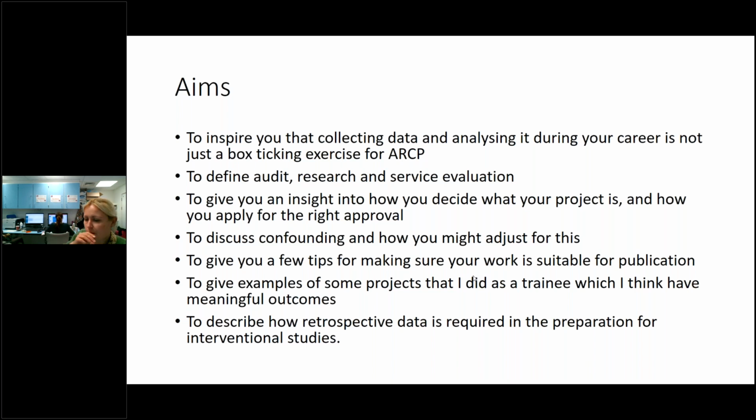And then I want to just end the talk by showing you the pathway to a big trial, because the pathway to a big trial starts with an audit. And so to show you how you start with things that you might think are quite small and insignificant, but actually that's how we progress to meaningful interventional studies.